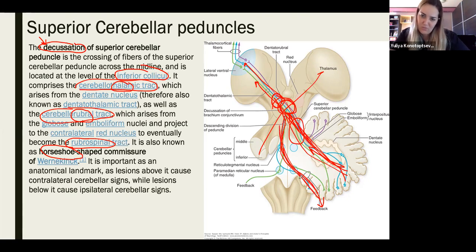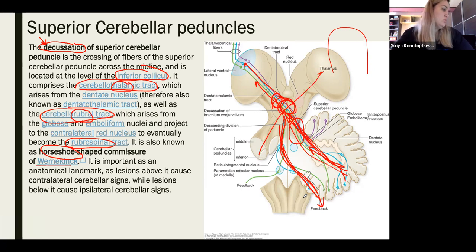What is this shape? This is the horseshoe shape. Do you see? It's like this. It's the horseshoe. So this horseshoe is called the horseshoe of Wernicke. And the horseshoe of Wernicke consists of these tracts that we just mentioned. On one side are the ascending ones, going to the thalamus and the red nucleus. On the other side are the descending ones.